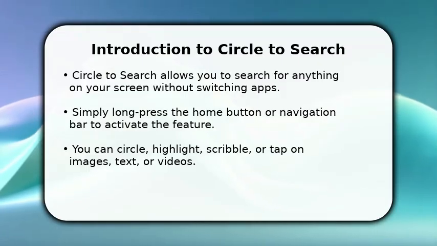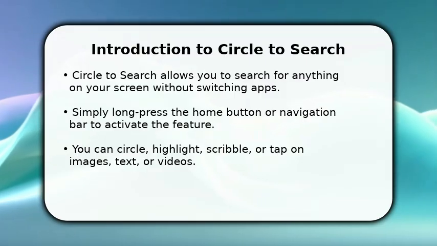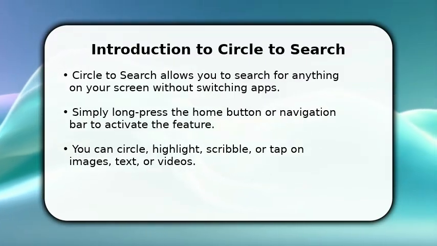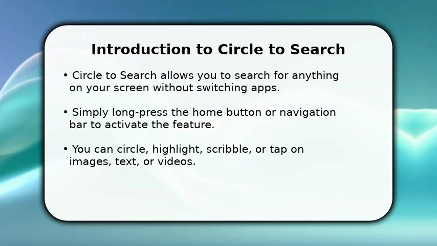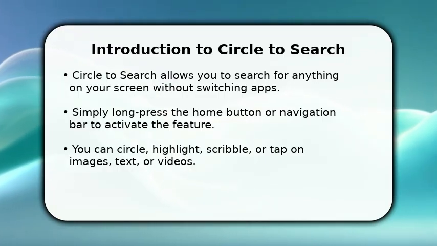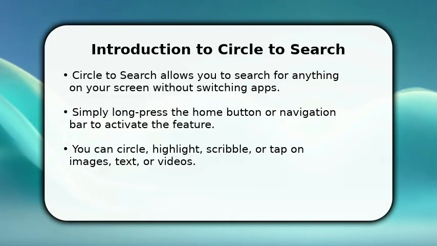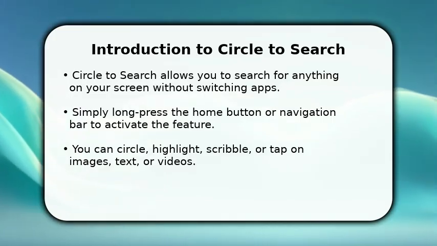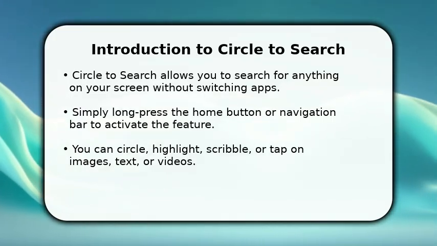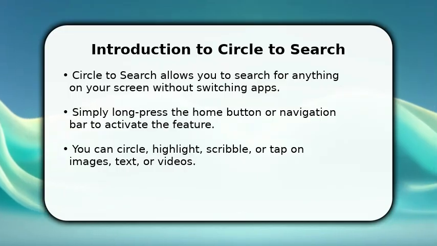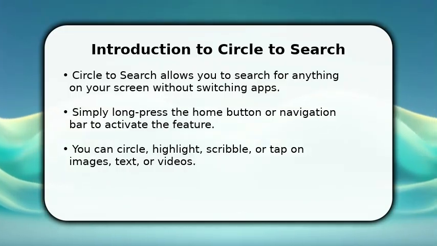In this video, I will explain how to use Google Circle to search. This innovative feature lets you search for anything on your phone screen without ever leaving your current application. To begin, simply long press your home button or the navigation bar. Once activated, you can use a variety of gestures like circling, highlighting, scribbling, or tapping to select the content you want to search for. It's incredibly intuitive and saves you valuable time.